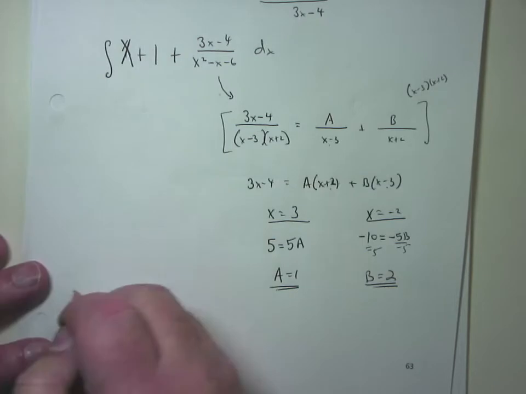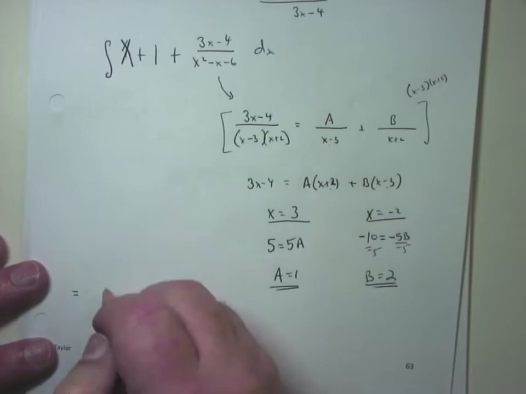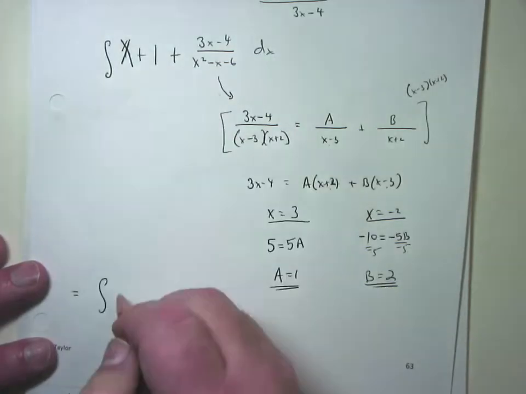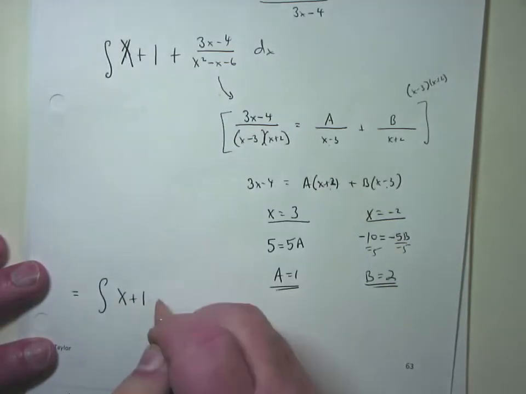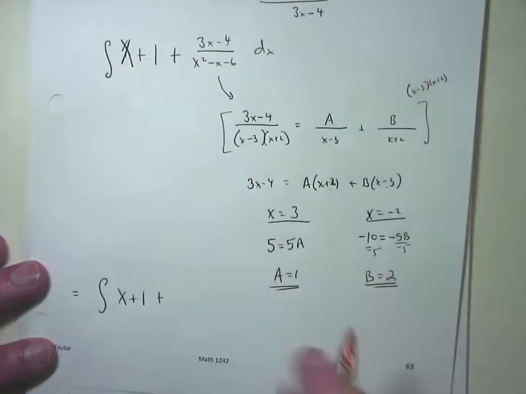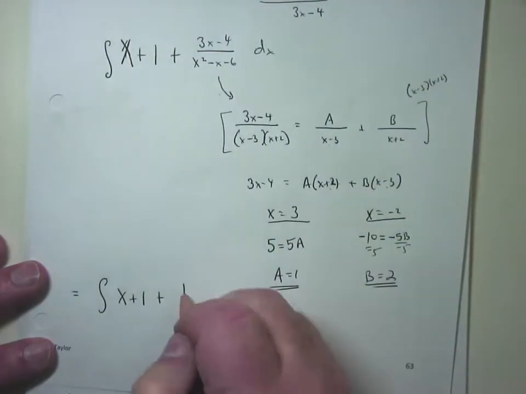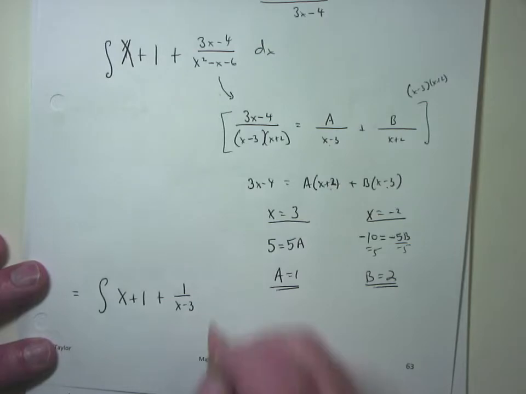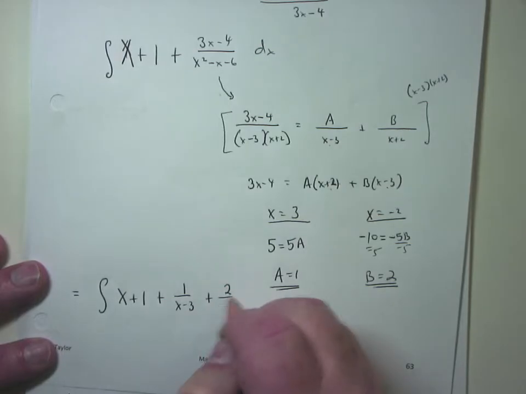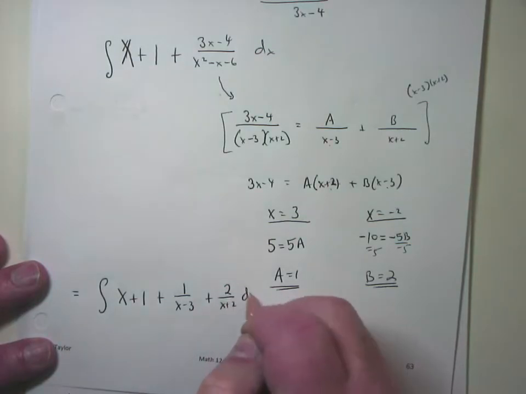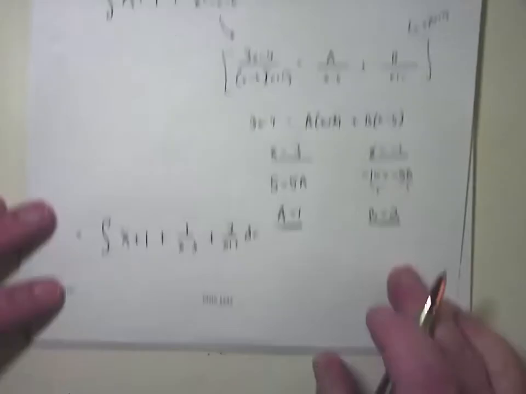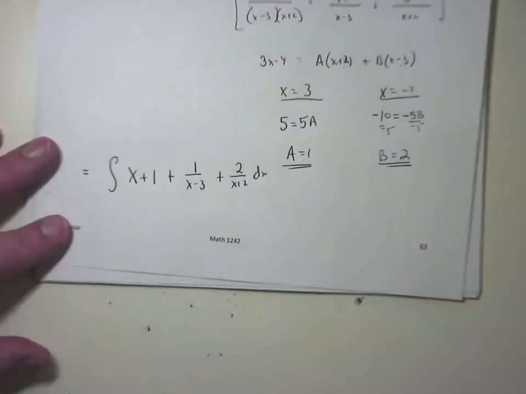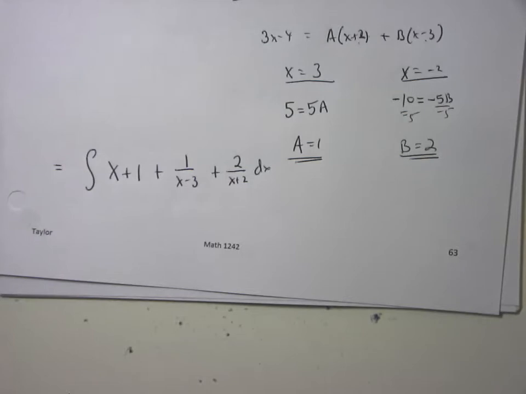So now this problem will turn into the integral of the original quotient, which is x plus 1 plus your partial fraction. Now, a was 1, so this is 1 over x minus 3, plus b, which is 2 over x plus 2 dx, just replacing the fraction part. So this becomes my resultant integrand. This is the integral of the problem after we beat it to death in terms of breaking it up over long division and partial fractions.